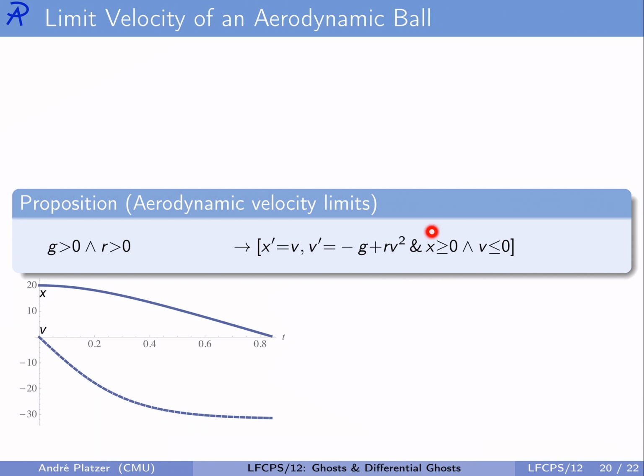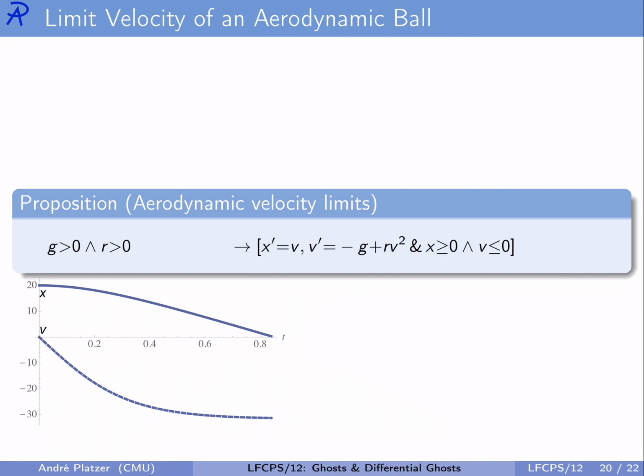So if we only worry about the part of the behavior where the position is above ground but the velocity is already falling, then in this particular case, is this the right differential equation? x prime equals velocity, and velocity prime is minus gravity plus some aerodynamic resistance r times velocity squared. And then in that case, well, it should be easy to prove that, for example, you're above ground and that the velocity is less or equal to zero. But can we also prove an upper bound on the velocity? Well, because the velocity will keep on increasing in absolute value according to this differential equation, but not arbitrarily. At some point, we'll reach the limit velocity.